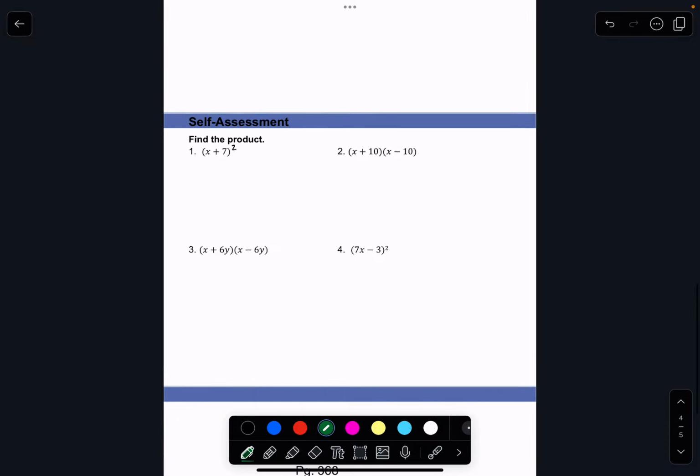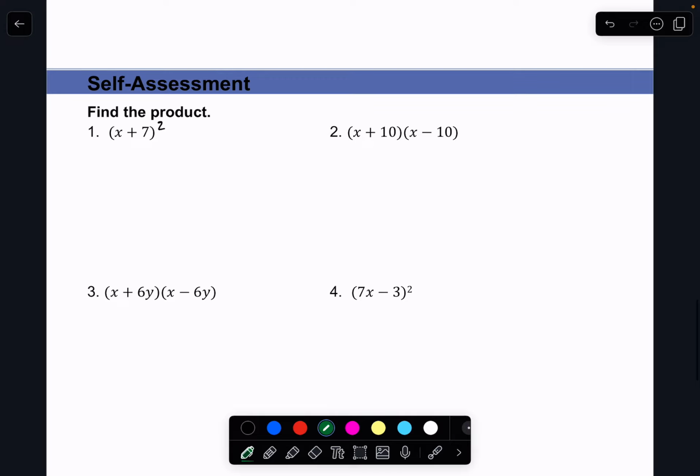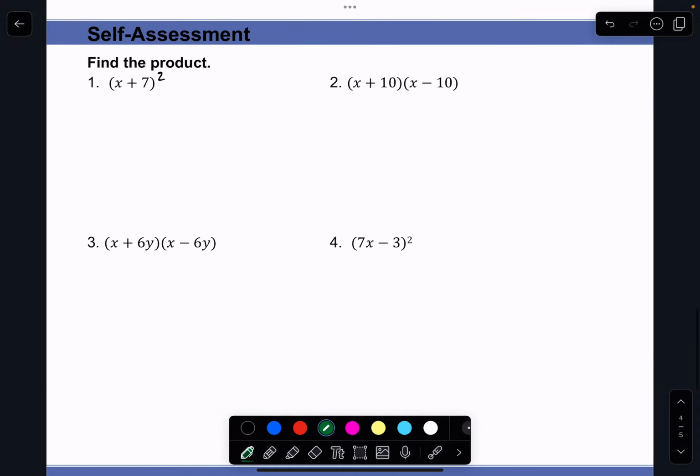So let's look at these self-assessments. I want you guys to pause the video and try them on your own, and then come back and check your answers. If you're lost, check in with the video and follow along.